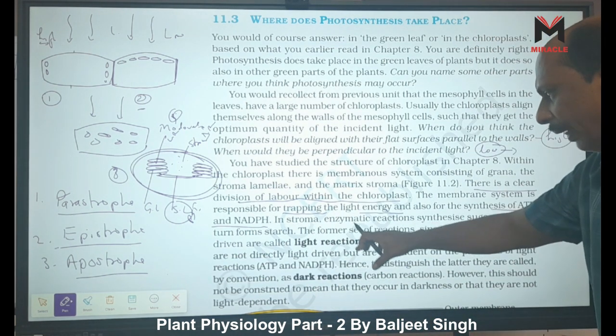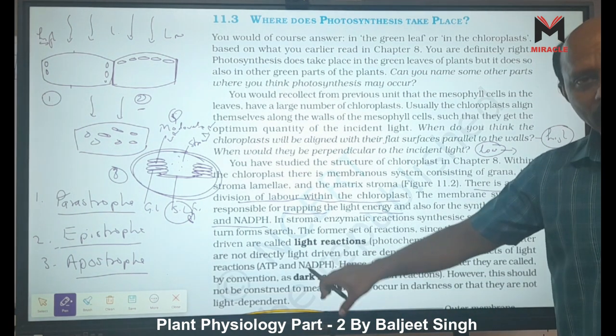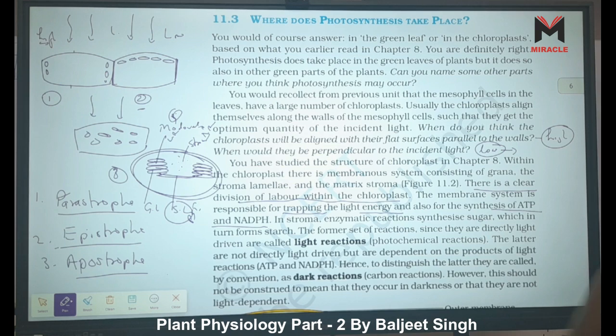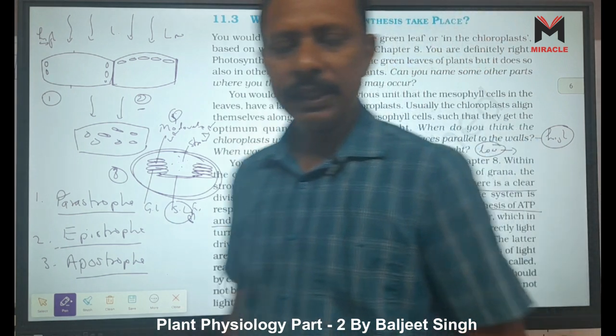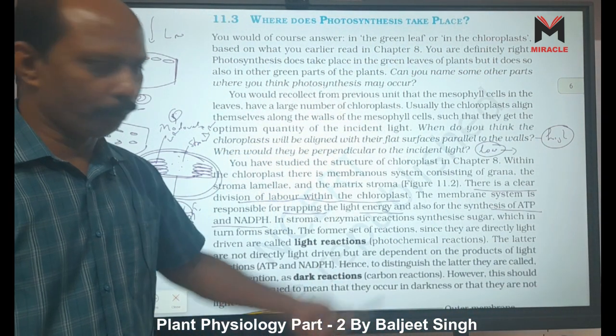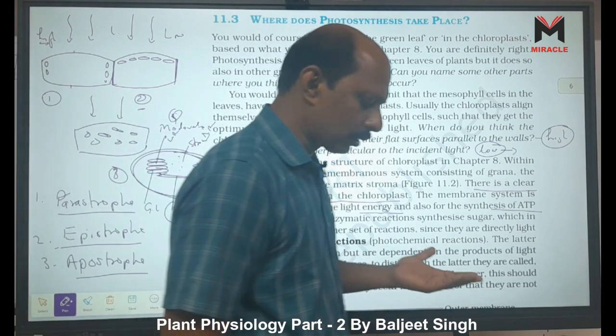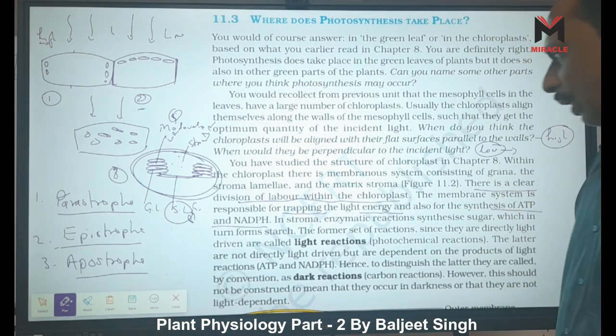In the stroma, enzymatic reactions synthesize sugar. Stroma is where the dark reaction occurs. In the matrix, enzymatic reactions synthesize sugar, which is turned into starch. After the Calvin cycle and reverse glycolysis, sugar is formed and further converted into starch, because in plant cells the reserve food material is in the form of starch.